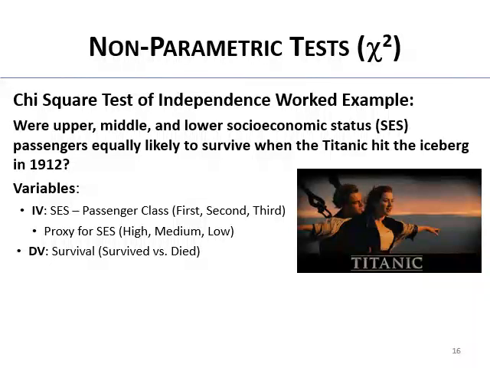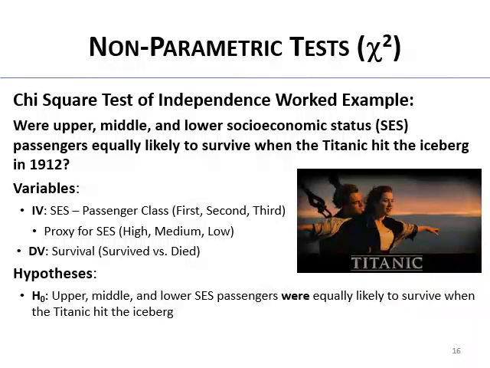You're either first class survived, first class died, second class survived, second class died, third class survived, third class died. And so it's counts of people. The hypotheses, again, are in words. Your null says there's no relationship between your SES and survival somehow, so I chose to say upper, middle, and lower SES passengers were equally likely to survive when the Titanic hit the iceberg.